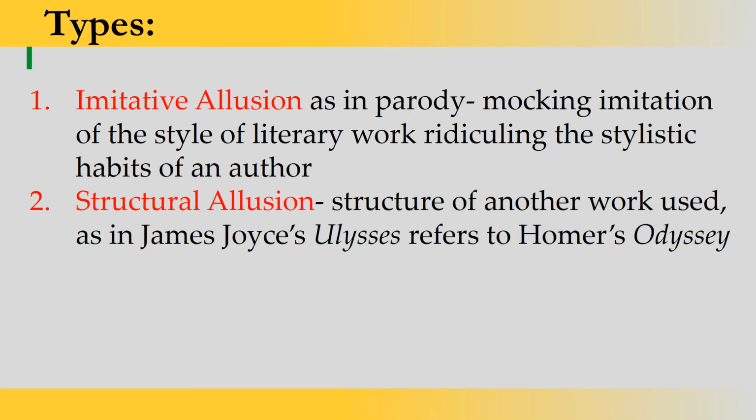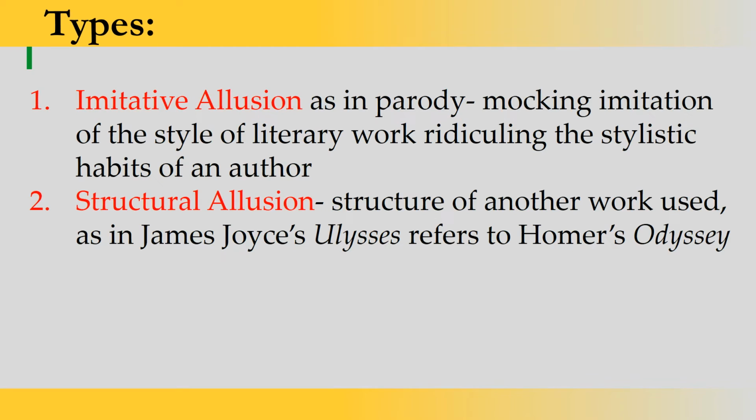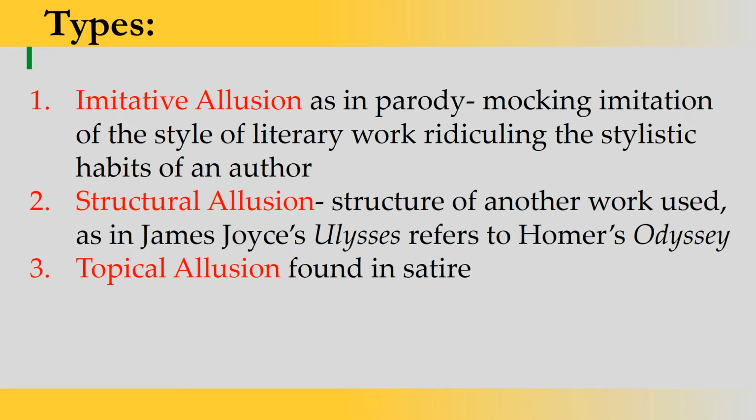Second type, here we have structural allusion. The structure of another work is used here, and we have the example of James Joyce's Ulysses, which refers to Homer's Odyssey. It is a clear indication that in structural allusion the structure is imitated, and sometimes form also is alluded to in the work. And last we have topical allusion, which is found in satire. We have very famous satires, and in satire this topical allusion is found.